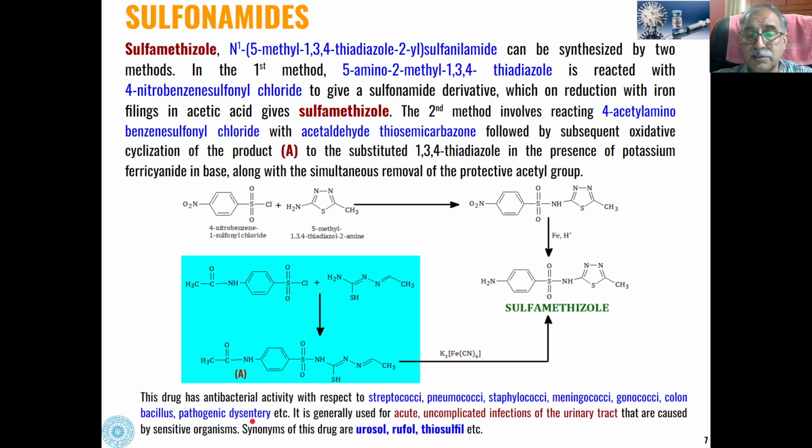microorganisms, as you can see, bacillus, staphylococci, pneumococci, streptococci, all types of bacteria can be affected by this drug. And this is generally used for acute and uncomplicated infections of UTI. Then the synonyms of this drug: it is also known as urosol, rufol, and thiosulfil.